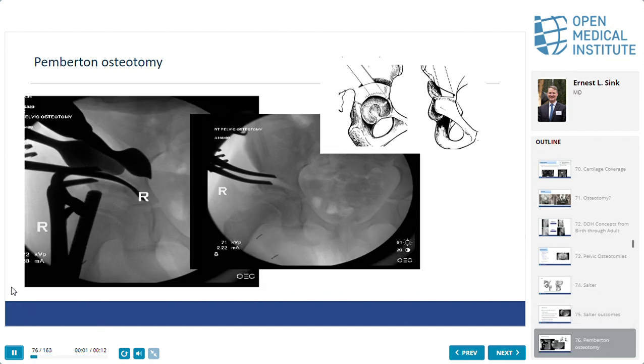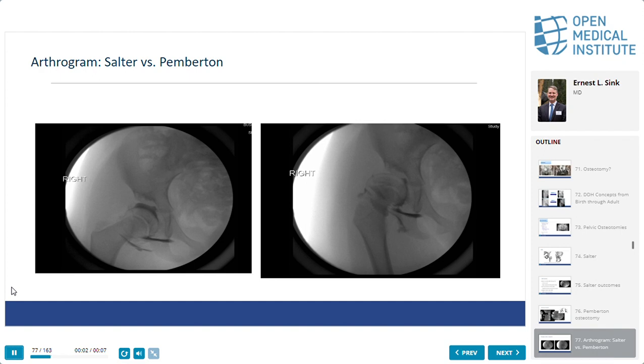Pemberton is more of a bending down. You bend down to the triradiate and improve your acetabular index. And here's an example of this. These are for the bigger acetabulums, or the ones that are very copious. Okay, so sometimes I'll do this push-pull to say, oh, there's a lot of space there. I want to do a Pemberton on this one.